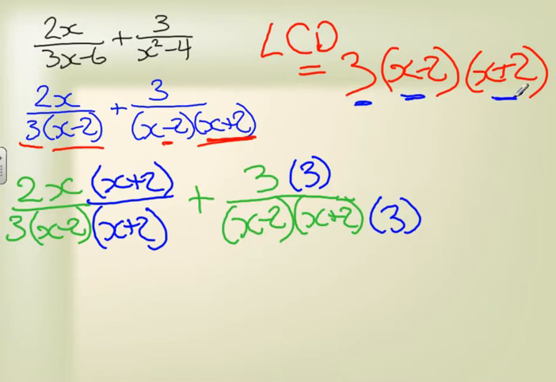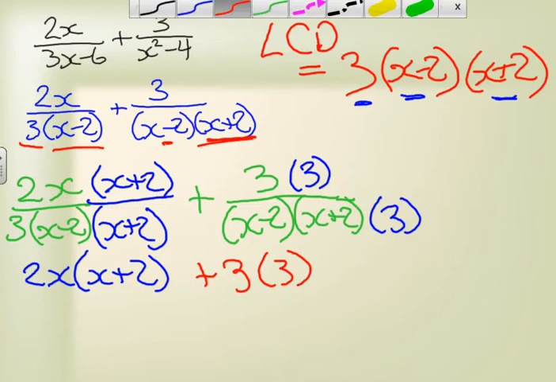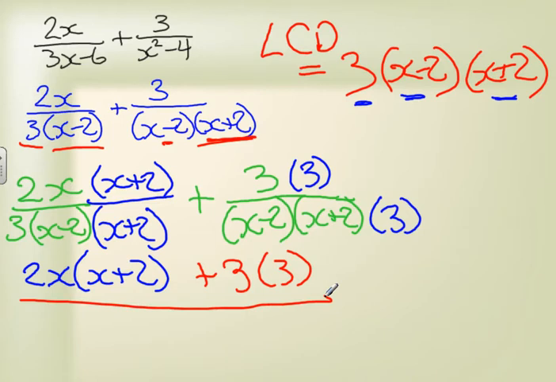It doesn't matter if they're not in the same order, as long as they're multiplied and I have all the same pieces. Now I can write the top as 2x times x plus 2, plus 3 times 3, all over one denominator, 3 times x minus 2. So now all over the same bottom, all I did was add the tops.